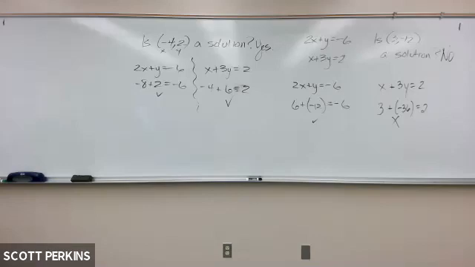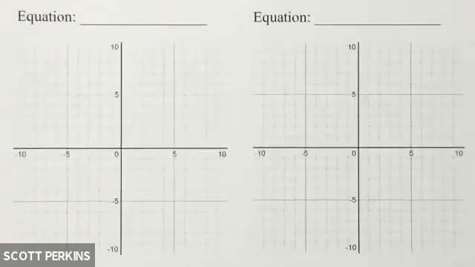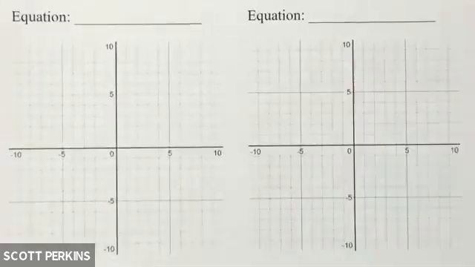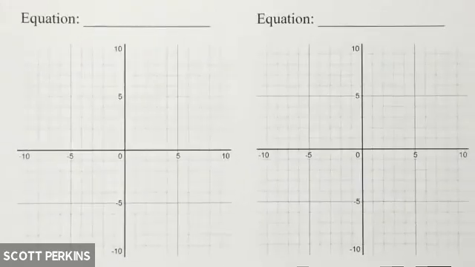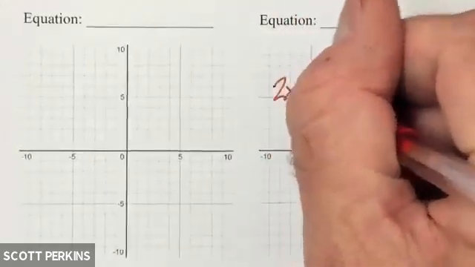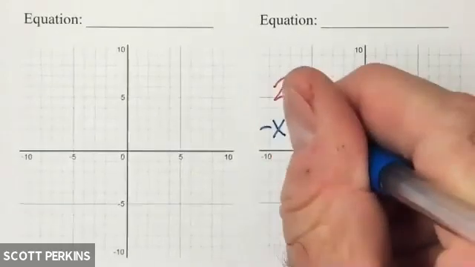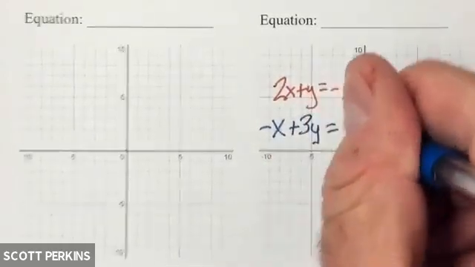So let's switch cameras and switch microphones so people can hear me. So here's what we're going to do. We are going to solve the following system by graphing. I'm going to write the system over here on this grid to the right just so that you can see it well. So the first equation is going to be 2x plus y is equal to -5. The second equation is going to be -x plus 3y is equal to 6.